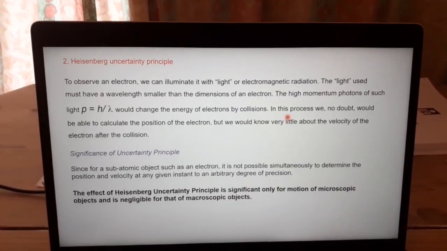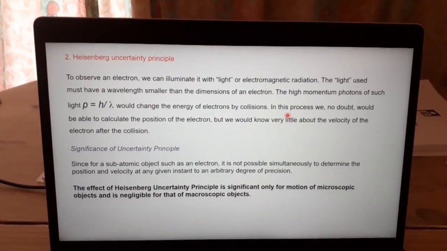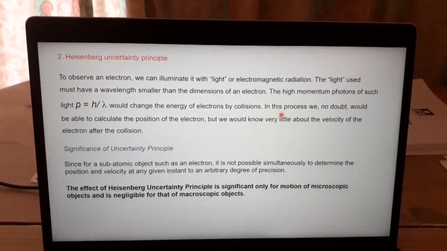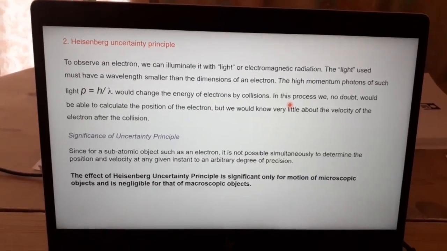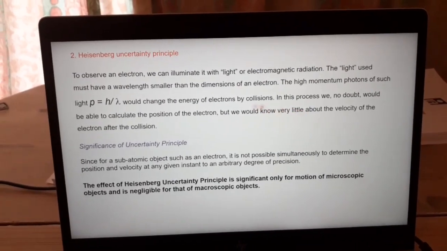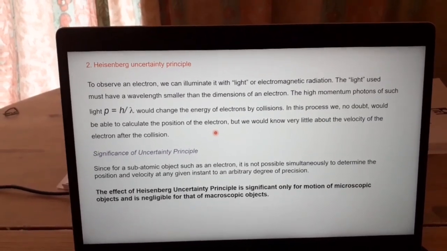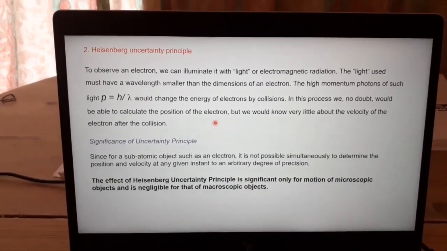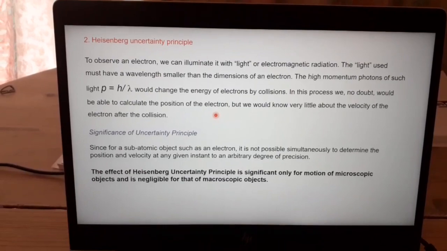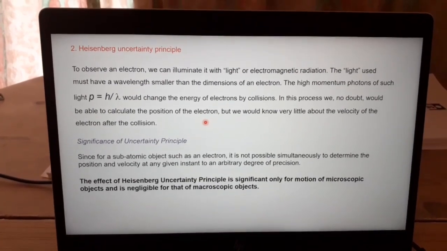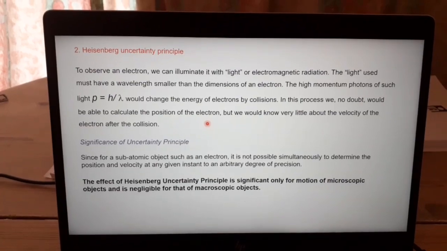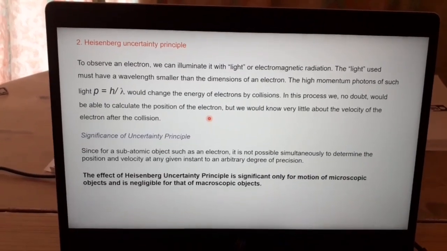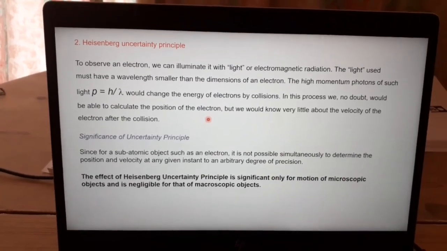You can ask why, because in an electron microscope, when you look to find the electron, you need to pass some light through it, and the light will collide with the electrons, right? After the collision, the electrons get energized and gain momentum, changing their momentum. So precisely you cannot tell the exact momentum and the exact position of the electron. That's why the Heisenberg uncertainty principle says it is not possible to predict at the same time the position and the momentum of an electron.